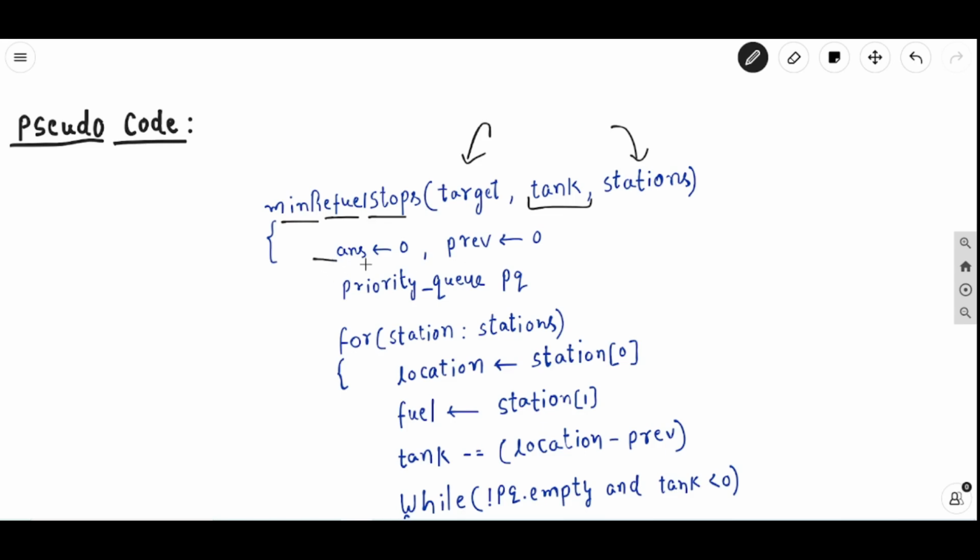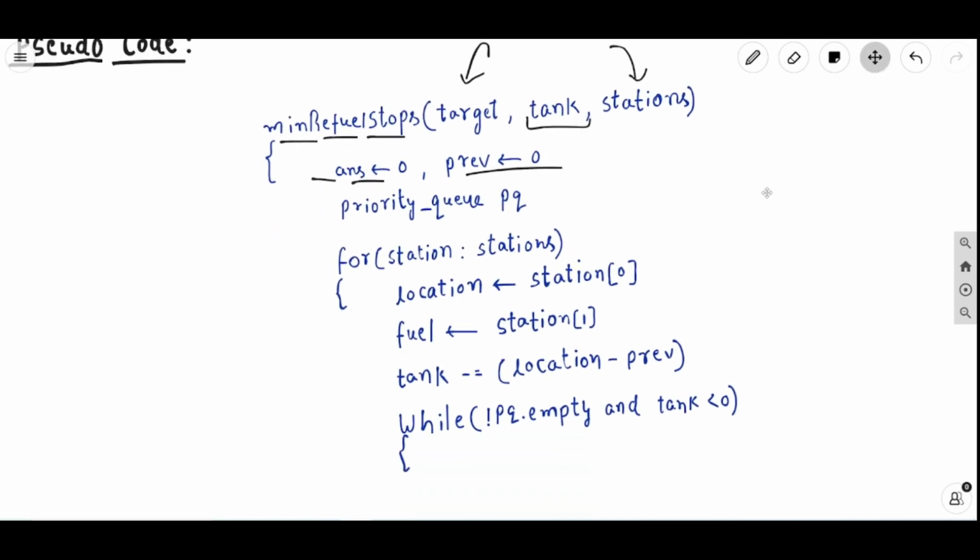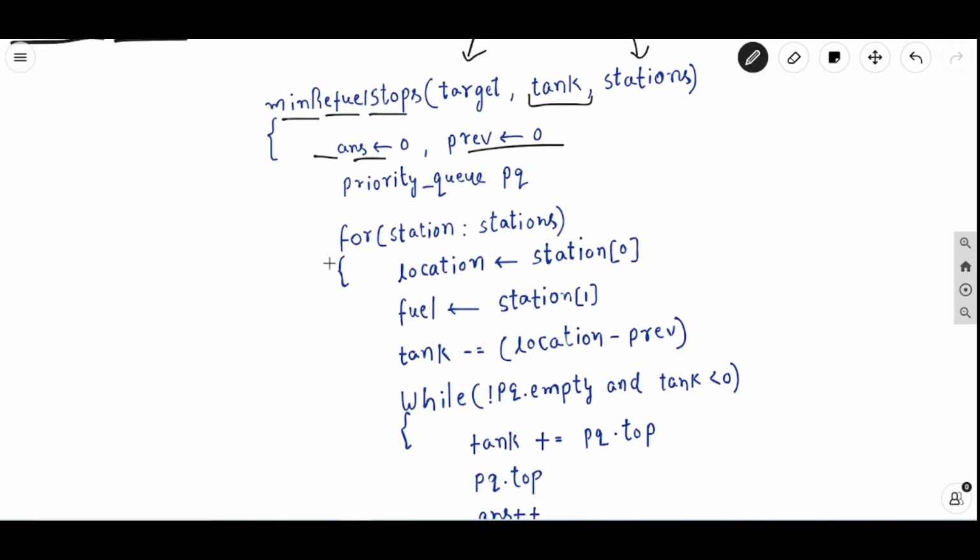Then I have two variables, answer initialized to 0 and previous initialized to 0. Then I declare a priority queue, and then I'm iterating over the gas stations. For each gas station, I extract the location and the fuel that it offers, and simply subtract the distance that I have to travel to reach the current location. This previous variable is used to maintain the previous location, so that I can always find the last traveled distance.